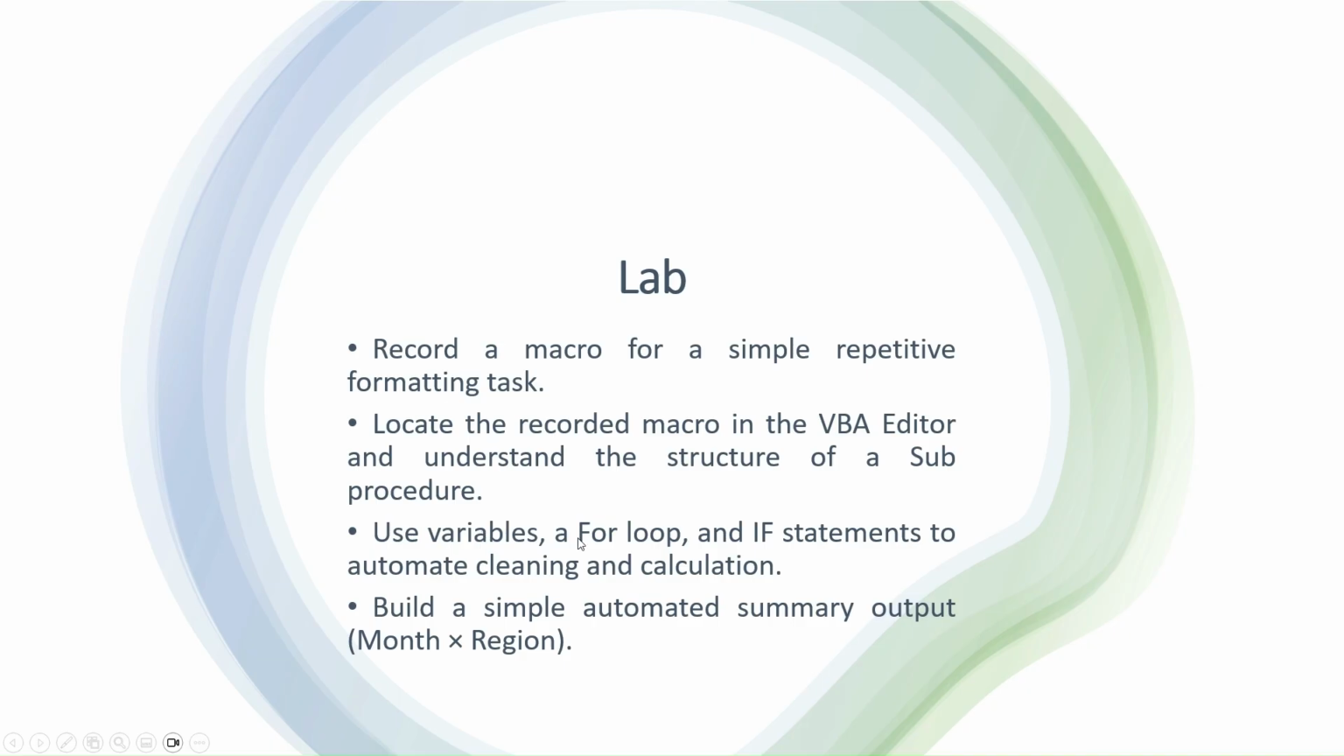Add a loop for i equal to 2 to last row. Add an If statement to flag values or fill missing data. Build a simple output like a month by region summary. All these are things that you are going to do in this lab exercise, the worksheet that I'm going to share. Finally, let's close with what you must remember to do before submitting or sharing any macro workbook.